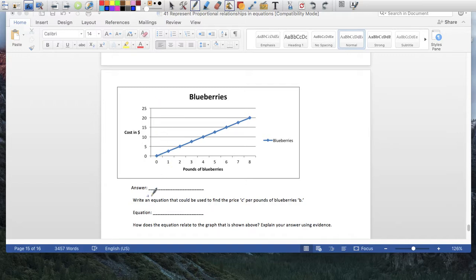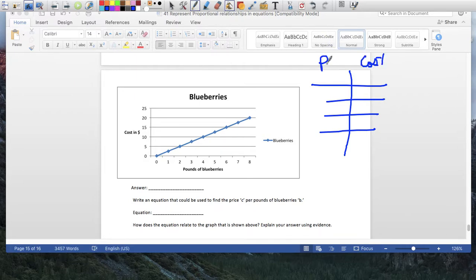Okay, so write an equation that can be used for the price C. So we're buying blueberries, right? So 1 pound of blueberries is what? Well, if I create a table, okay, so pounds and cost. Obviously, this is my x and this is my y. So if I buy 1 pound of blueberry, I can't really tell how much it is. I'm going to leave that blank. But if I buy 2 pounds of blueberry, it's going to cost me 5. 3 I can't tell, but 4 I can. 4 pounds of blueberry is going to give me 10.